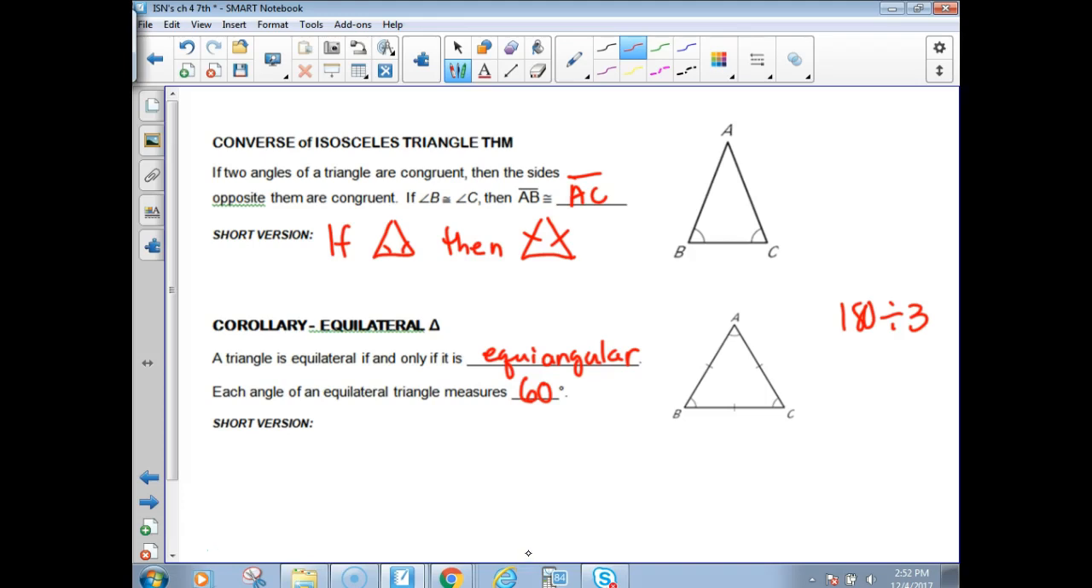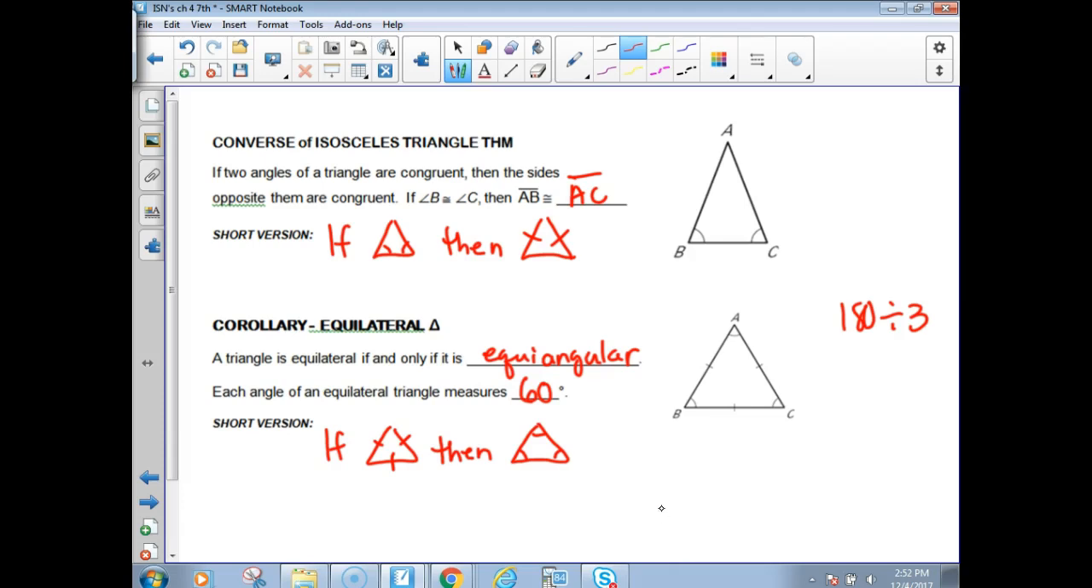The short version of that is, if equiangular then equilateral, and if equilateral then equiangular. It's just the same kind of thing as when it was isosceles, except it's all three sides and angles.